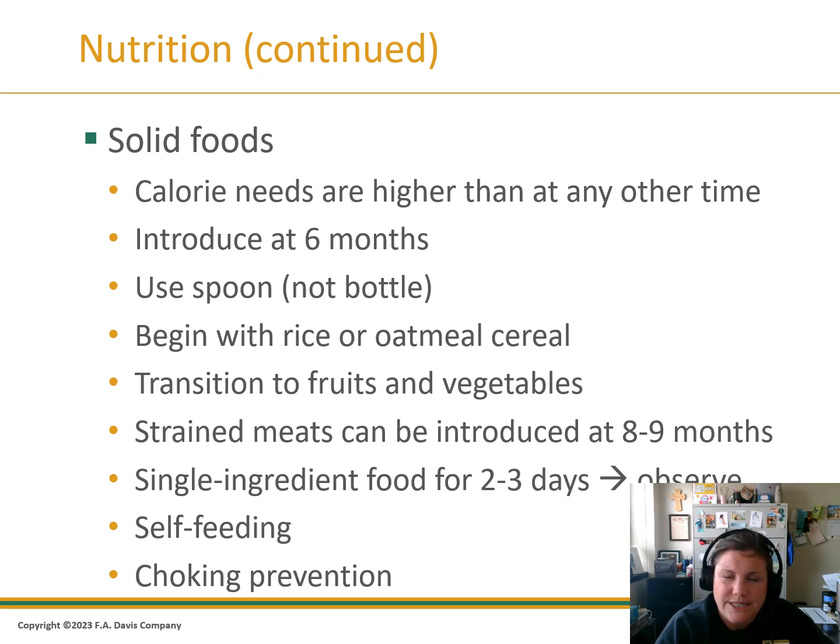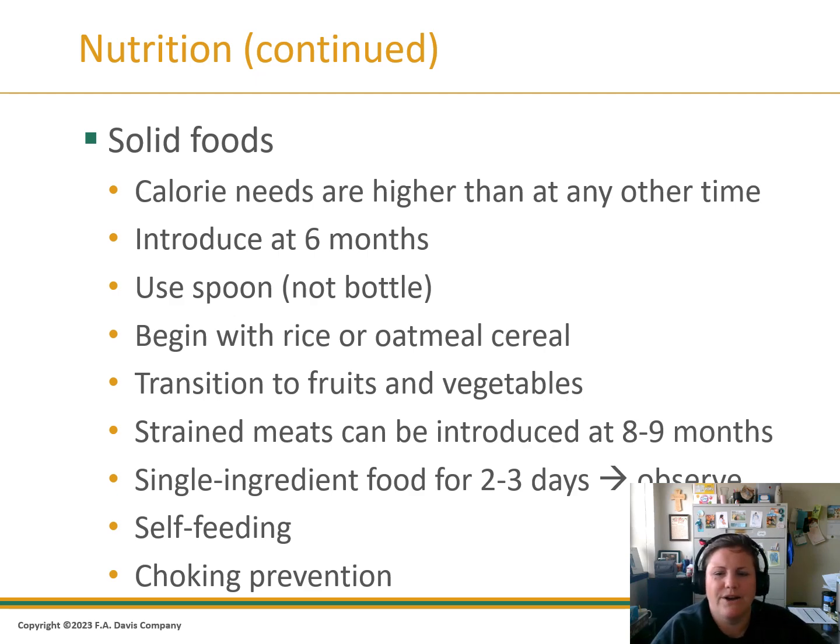We want to introduce one particular new food for a couple of days before we introduce something else, which gives us time to observe for any reactions like rash or abdominal cramping or vomiting, diarrhea that could be associated with a food sensitivity or food allergy. We want to use the spoon to introduce solids, not the bottle, so we don't put the baby food inside the bottle. We typically recommend beginning with the cereal, the rice or oatmeal cereal, and then transitioning to fruits and vegetables as they tolerate it.